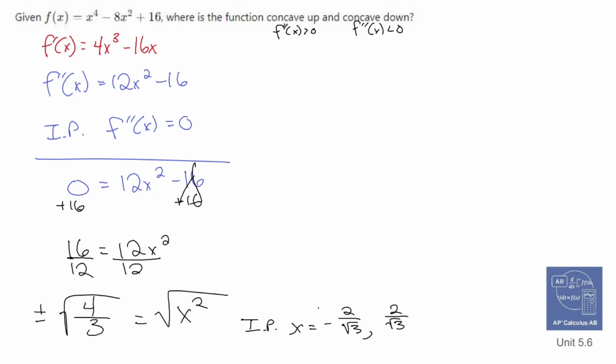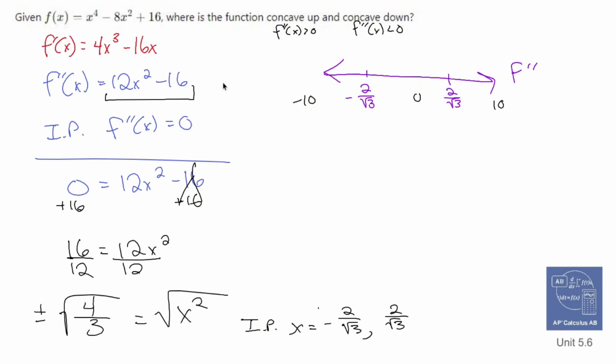So let's go up here and make ourselves a sign chart for f double prime. Okay, my magic numbers are negative 2 over root 3 and positive 2 over root 3. So if I pick a number like negative 10, a number like 0, and positive 10, I should be able to plug it into this guy right here and see what I get. So a little bit of math to do here. It's not going to be a ton of fun.